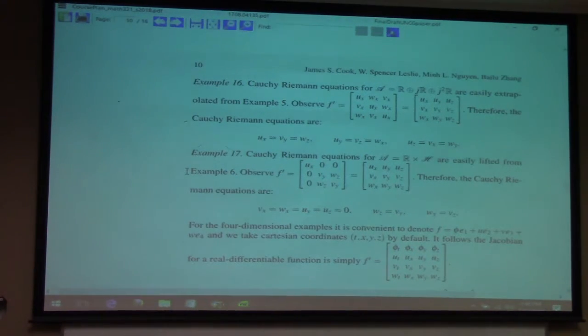So for a 4-dimensional algebra, you get 16 minus 4. You get 12 Cauchy-Riemann equations. For a 5-dimensional algebra, you get 20 Cauchy-Riemann equations. For a 6-dimensional algebra, you get 36 minus 6. You get 30, and you see how it goes. So the fact that there's just 2 Cauchy-Riemann equations is very, very special to complex analysis. There's usually a lot more.